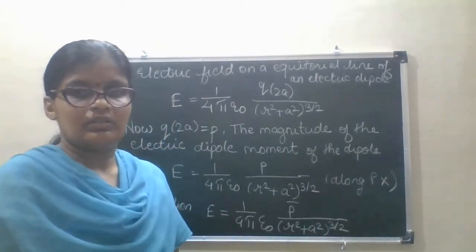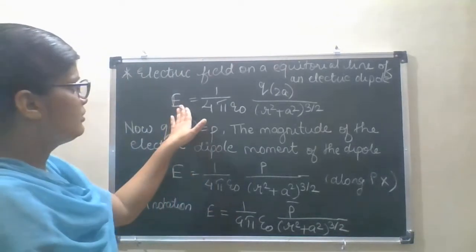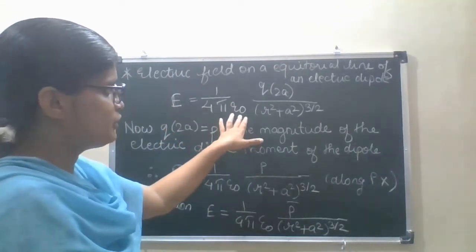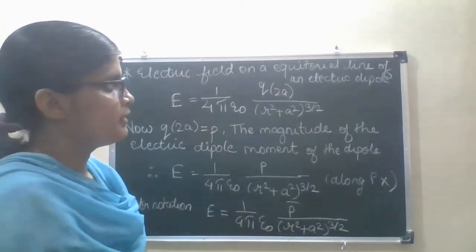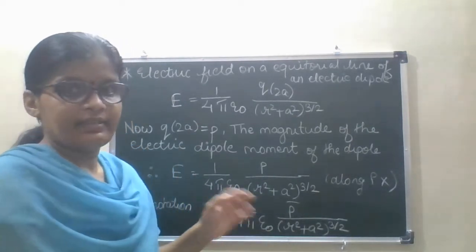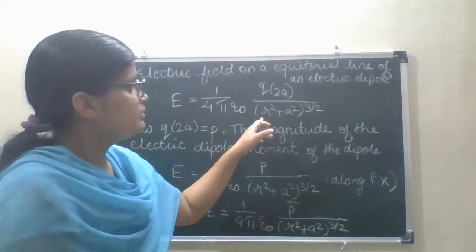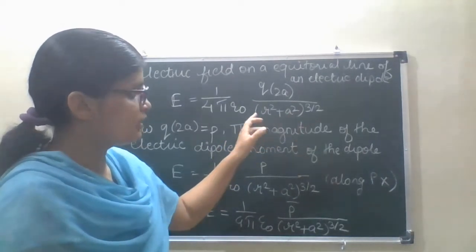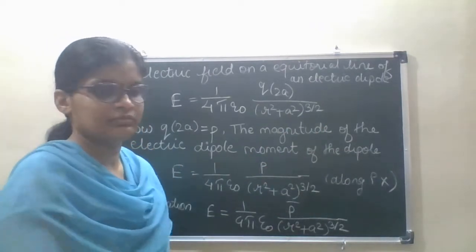So after solving further, what do we get? We get the equation such as E is equal to 1 upon 4 pi epsilon naught. Why did this Q twice A come? Because here we are discussing the dipole moment. And as we are talking about the dipole moment, R square plus A square is at the denominator. And why do we take 3 by 2 here?